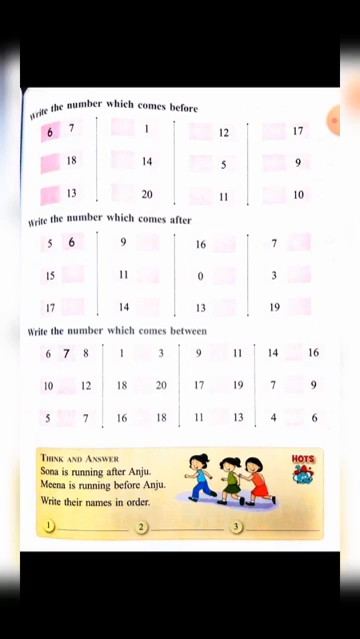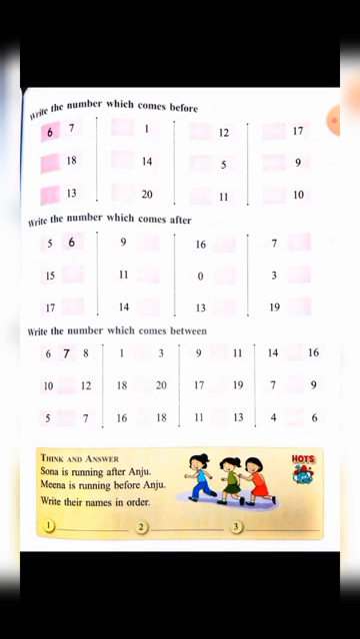So, think and answer. Sona is running after Anju. Meena is running before Anju. Write their names in order. So you should think, children. Sona is running after Anju. That means Anju is first. Then Meena is running before Anju. Sona is running after Anju.